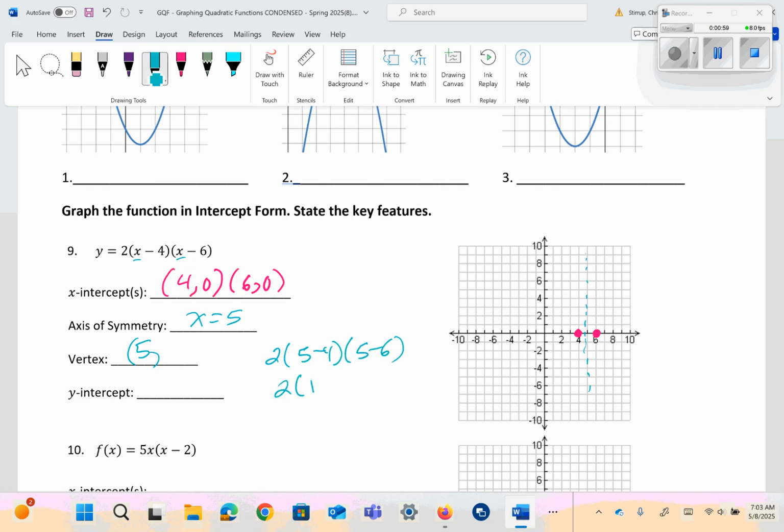Do the math. 5 minus 4 is 1, 5 minus 6 is negative 1. 2 times 1 is 2, 2 times negative 1 is negative 2. So (5, negative 2) is down here.